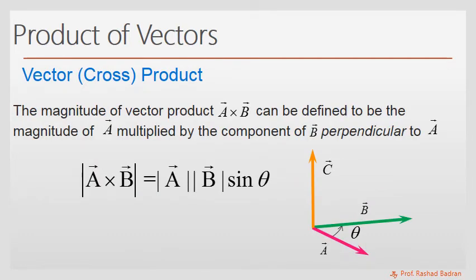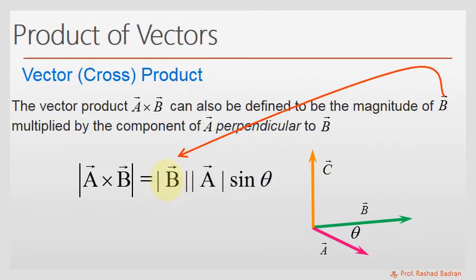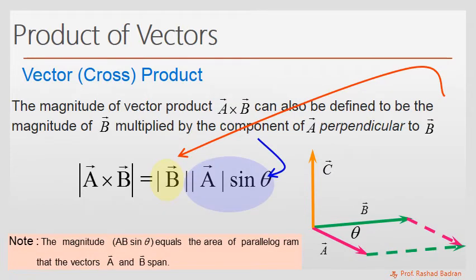The magnitude of the cross product of the two vectors A and B can then be defined as the magnitude of the vector A multiplied by the component of vector B perpendicular to A. Alternatively, this can also be understood as the magnitude of the vector B multiplied by the component of the vector A perpendicular to B. In both cases, the magnitude AB sine theta equals the area of the parallelogram that the two vectors A and B span. And this obviously depends on the magnitudes of A and B and the angle between them.